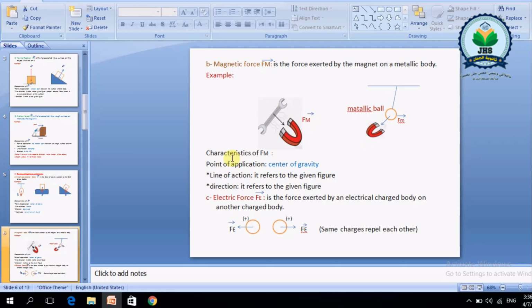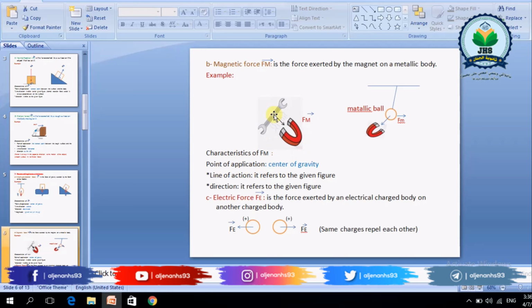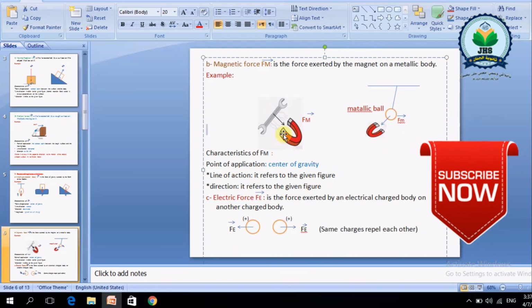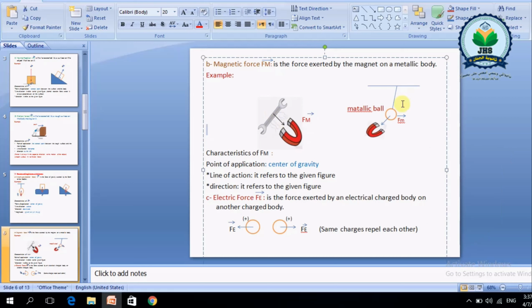What are the characteristics of magnetic force? What's the point of application? If we have no contact, no touch, then the point of application is the center of gravity, here the center of gravity of this metallic body, and here the center of gravity of this metallic ball. The line of action refers to the given figure: here we have the line of action oblique and here it's oblique. The direction also refers to the given figure: here downward to the right, here downward to the left. That's about the magnetic force.